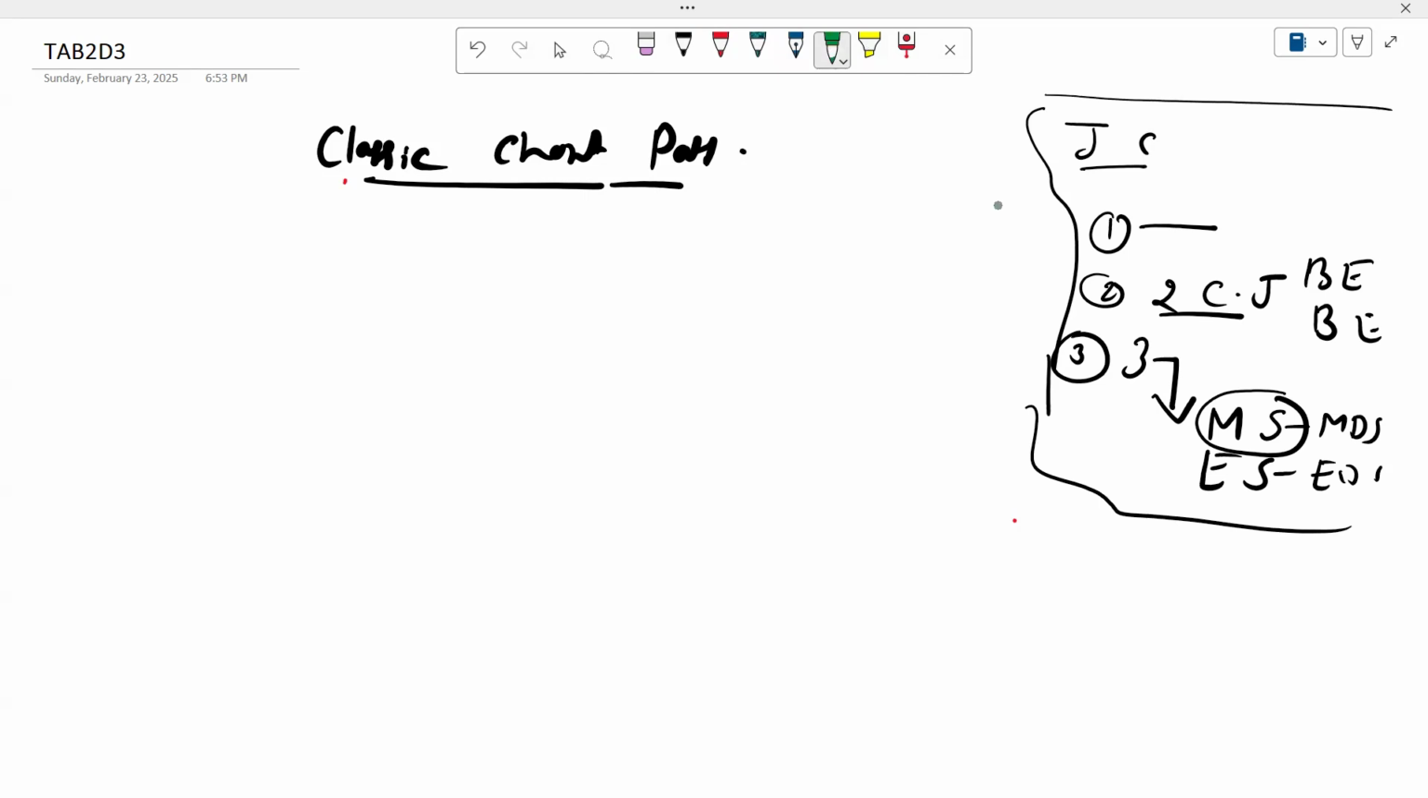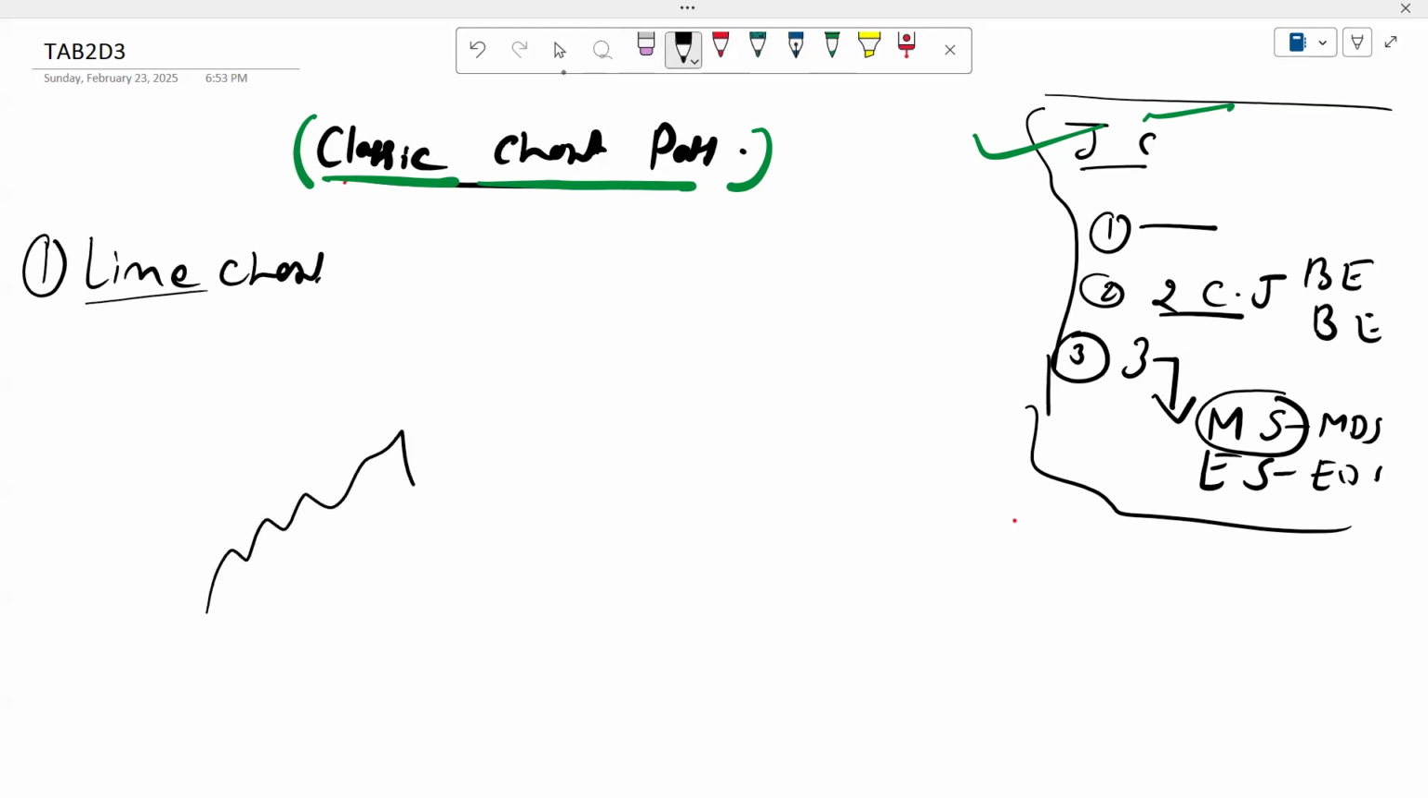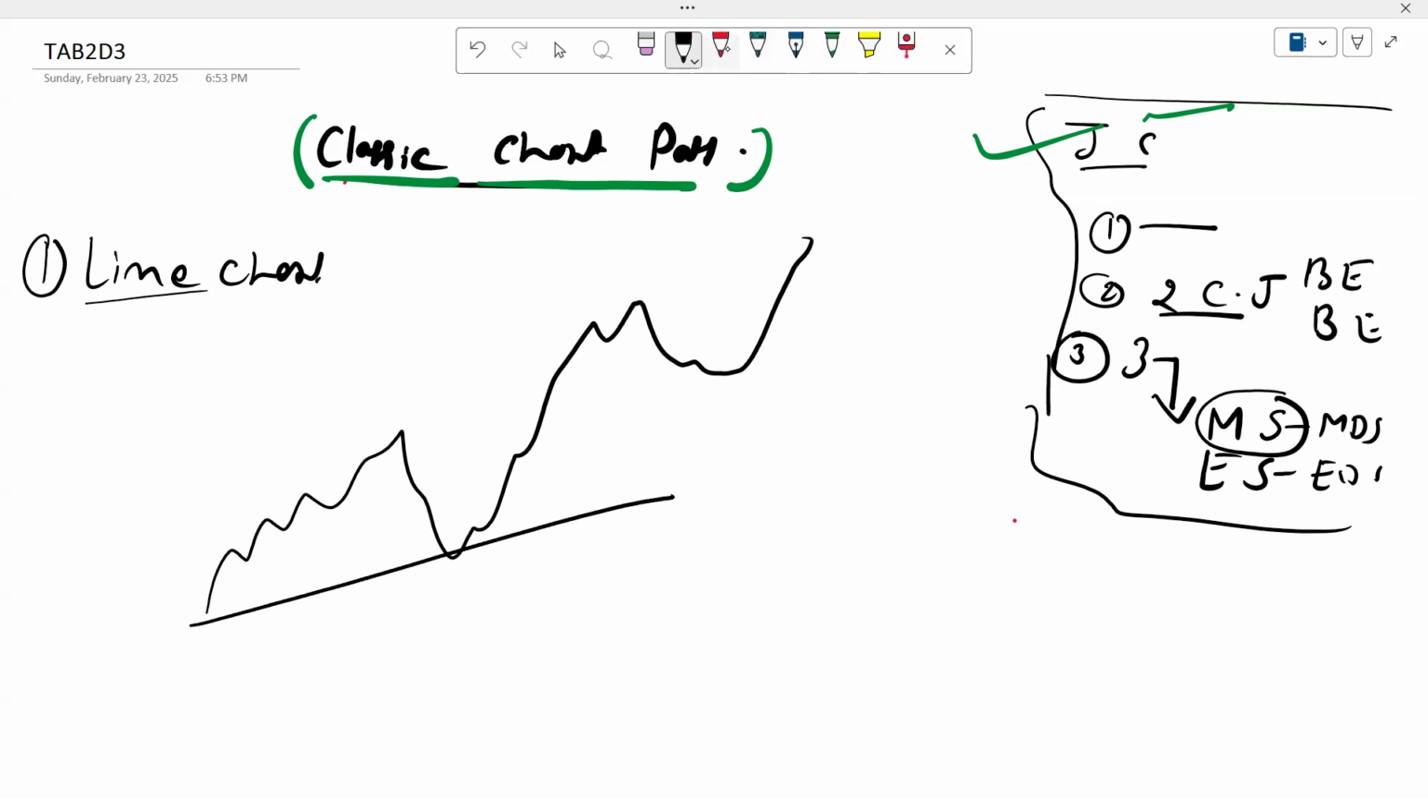To identify those patterns, you need candles. Without the candle, you cannot identify these Japanese candlestick chart patterns. So in today's class, we are going to discuss the classic chart patterns, and you can draw these patterns on the line chart. You just need a line chart. If you see a stock like this, you can identify these patterns very easily in the line chart itself.